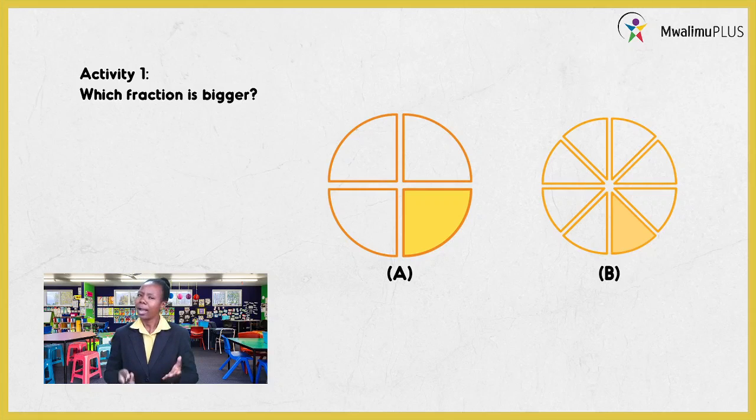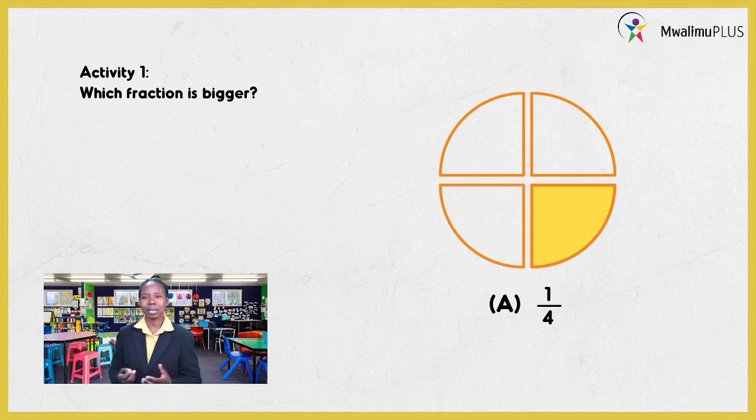So, a quarter and an eighth. Which one is bigger than the other one? Very good. It's a quarter. Which diagram is colored a quarter? A. Good. A is a quarter. So, it's the biggest when you compare to the other fraction. Very good. So now, you want to do another activity.